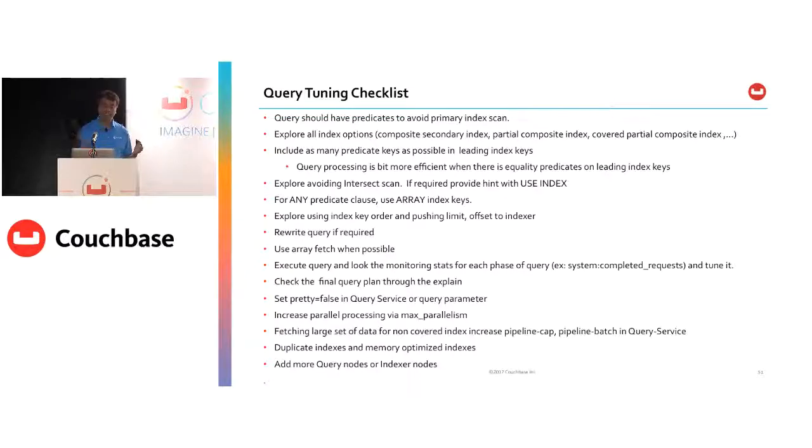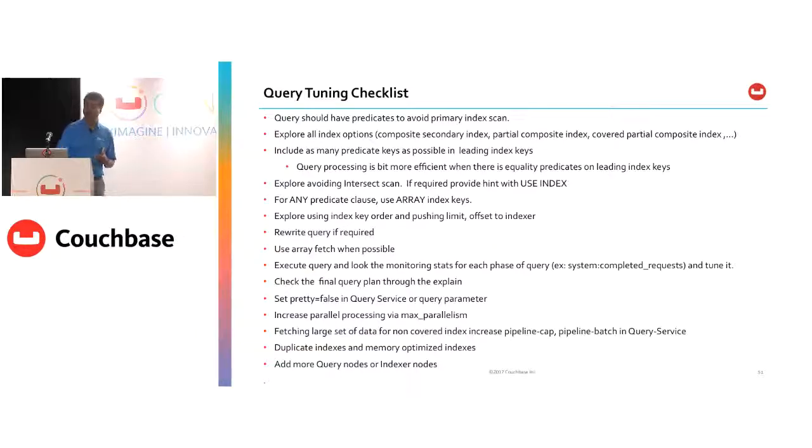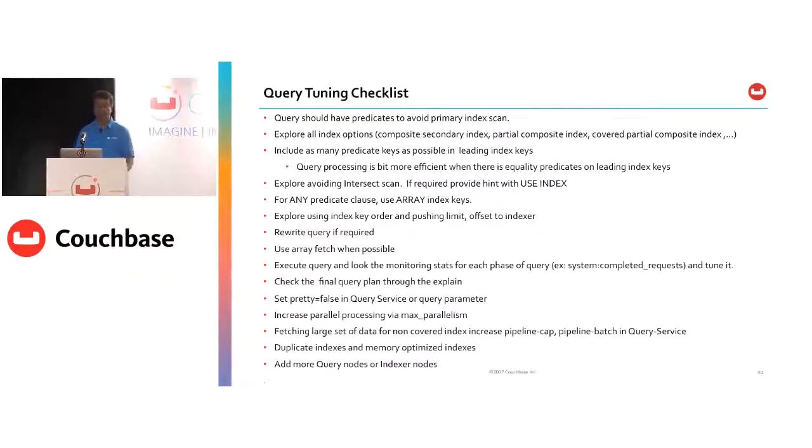If the number of indexes does become unwieldy, explore the intersect scans. The intersect scan itself, its performance has improved dramatically in 4.6.2 as well as 5.0. When you have arrays, you do need to use the array indexes. Array indexes can index not just at the top level, they can index the specific elements that you're interested in at any depth of the array structure.